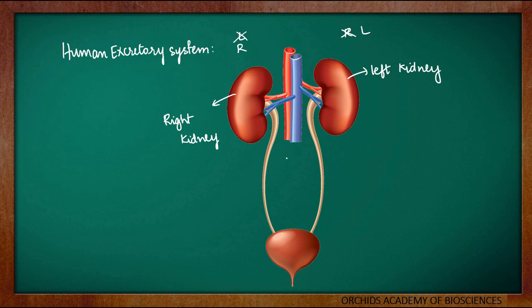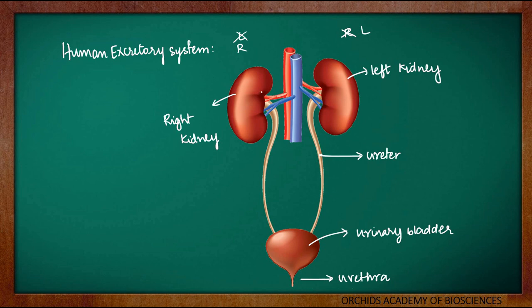The right and the left kidney then open into a tube called the ureter, which finally opens into a muscular organ called the urinary bladder, and finally the urine is removed from the body through the urethra. There is the left ureter and the right ureter, which open into the urinary bladder, a muscular organ which, when filled with urine, empties through the urethra.